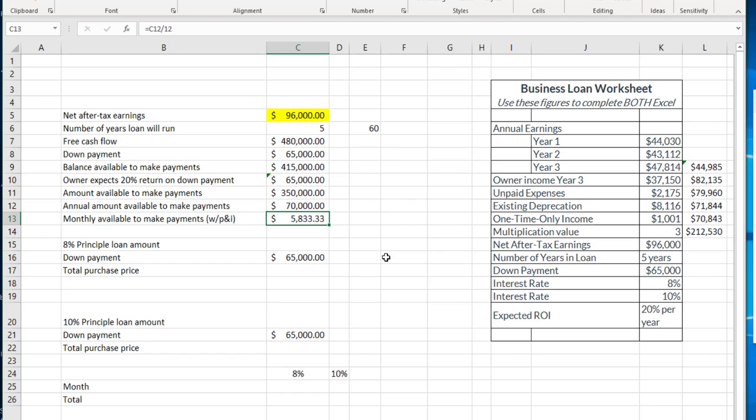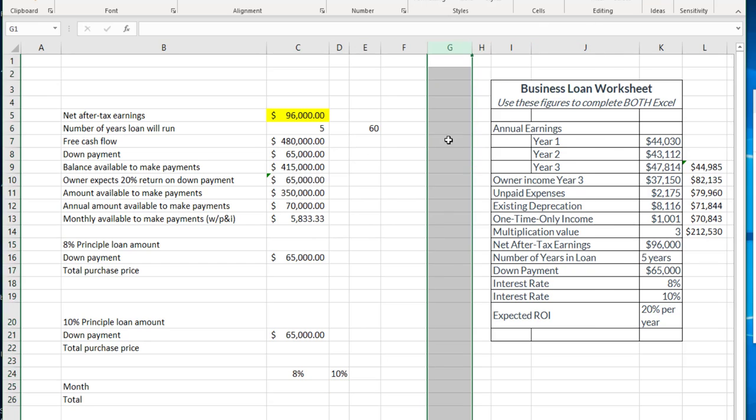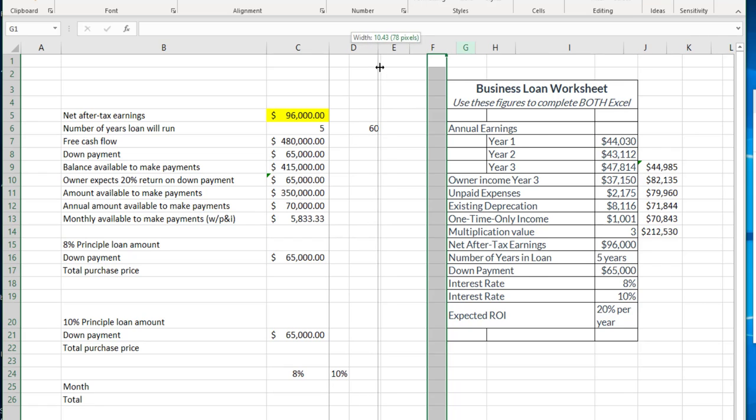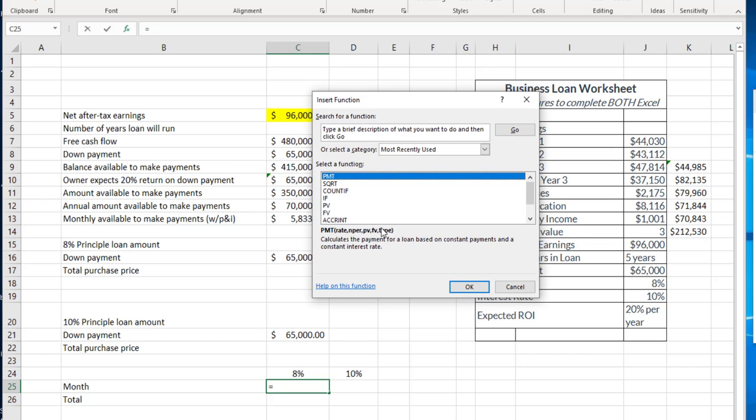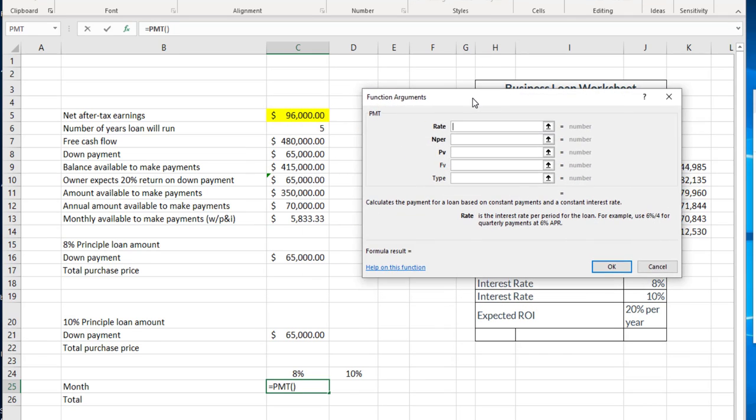Anyway, so we have $5,833.33 to work with. So now we're going to start doing some math. We're going to figure out how much our monthly payment would be at 8% and how much it would be at 10%. I'm going to delete that column so we can go wider here. And then we're going to figure out the total amount of the loans, and then we're going to drop in the principal amount and the total purchase price. So let's go ahead and do that. We click on the FX and we bring up payment, and it automatically helps us.